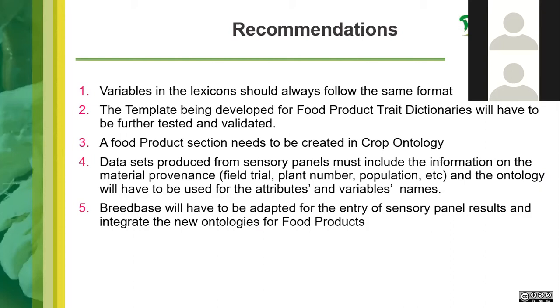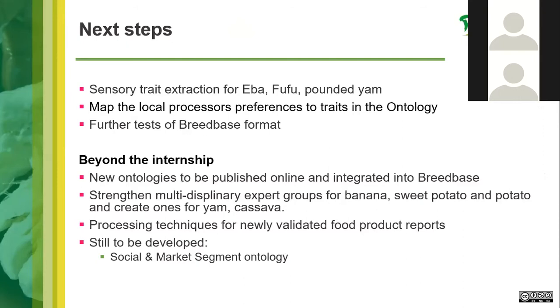This is what I've been talking about. For example, field trial, plant number, population, etc. And the ontology will have to be used for the attributes and variable names. And lastly, Breedbase will have to be adopted for the entry of sensory panel results and integrate the new ontologies for food products. So all these are what should be worked on in order to improve the storeability and usability of data.